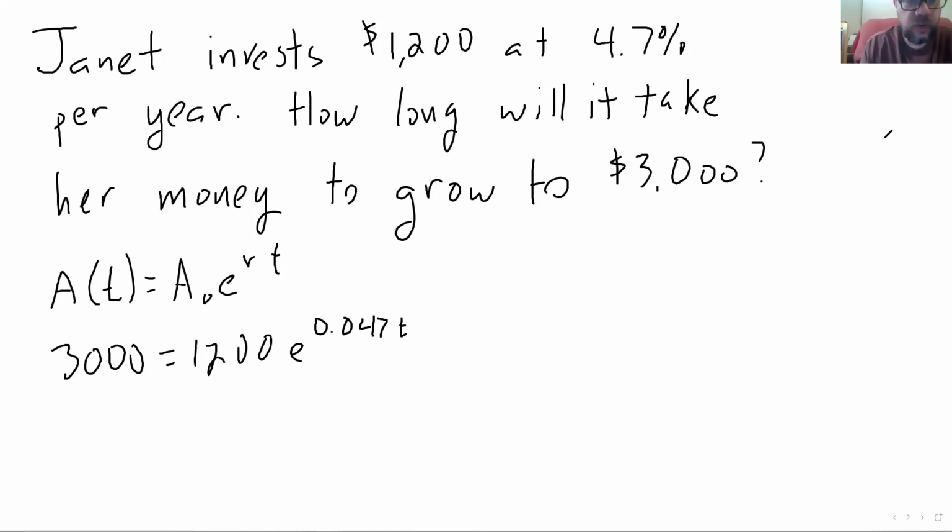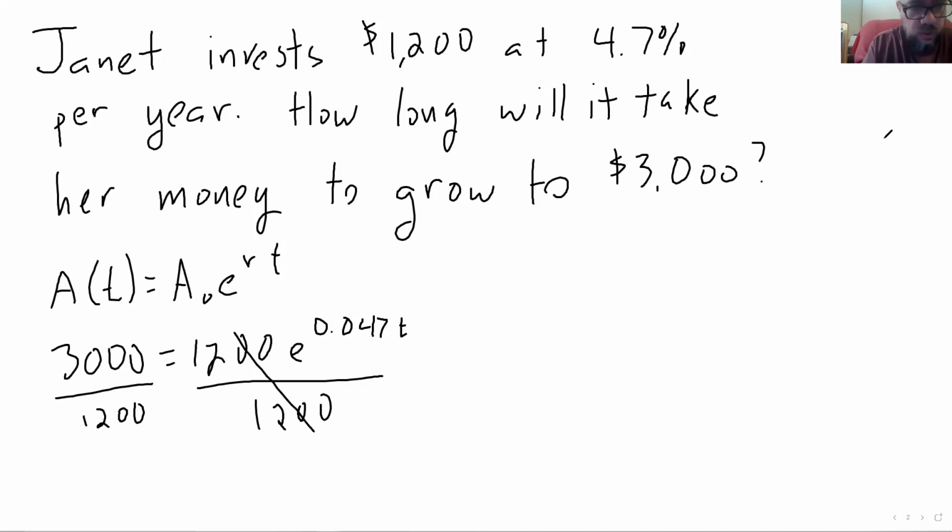Now, a thing I want to point out here. My first step before I do anything else is to recognize what kind of problem I've got here. But then my first step in actually solving the problem is to divide the 1,200 over. So the first thing I'm going to do is this. So divide 1,200, and I want to show you why this is so important.